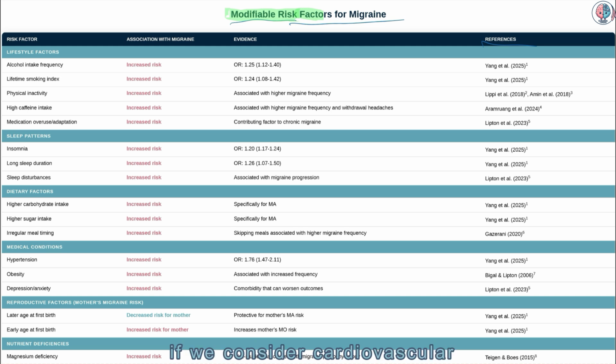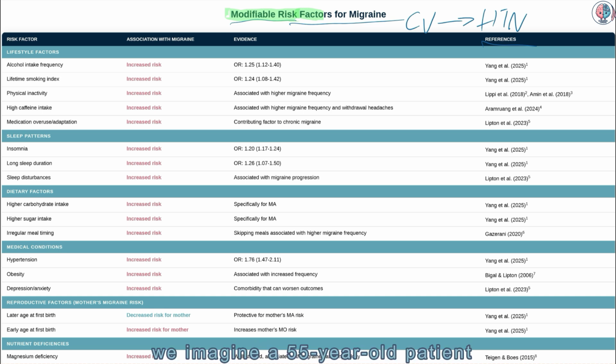So, for example, if we consider cardiovascular disease as an example, hypertension would be a modifiable risk factor that can be lowered through diet, exercise, medication. High cholesterol is another one. It could be managed through dietary changes and statins if necessary. A person could quit smoking, increase physical activity. So there are ways to decrease cardiovascular disease risk.